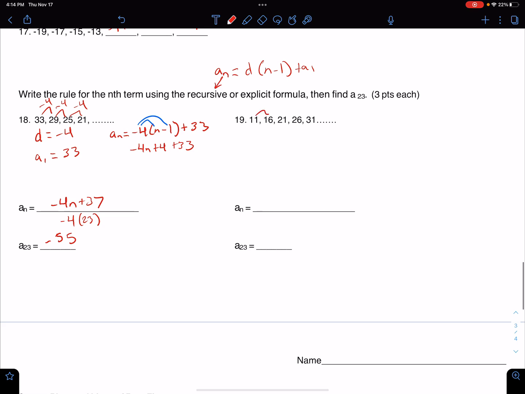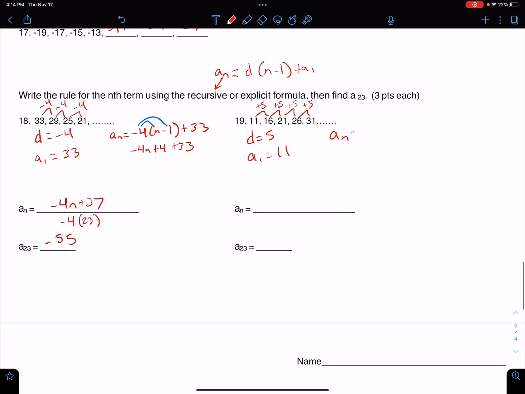Every one of these, I add 5. So plus 5, plus 5, plus 5, plus 5. So I say my difference is 5. My first term is 11. Right, so here's my formula. A sub n equals my difference, which is 5, times n minus 1 always, plus 11.